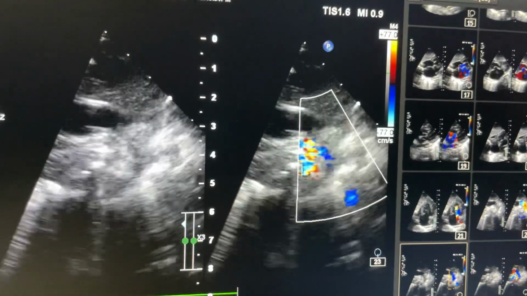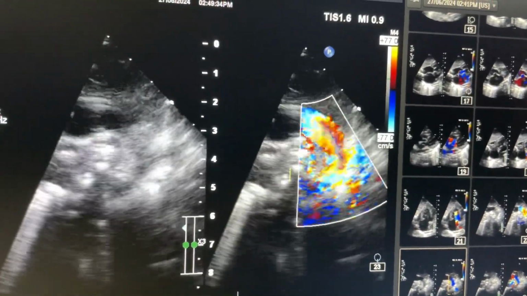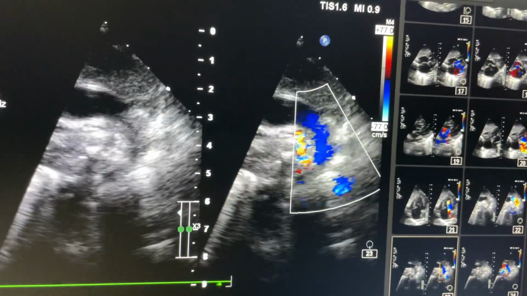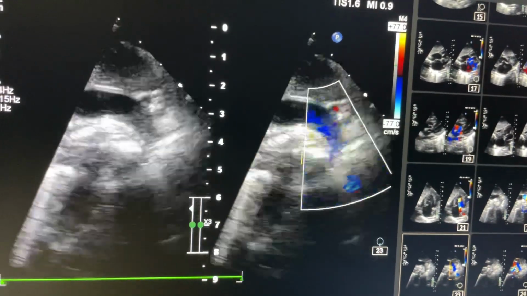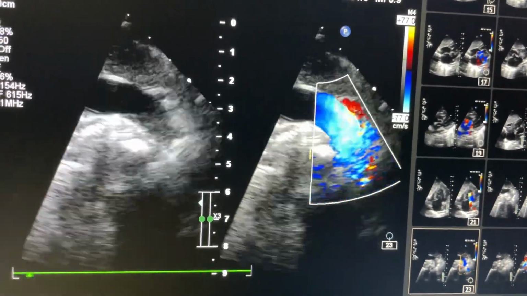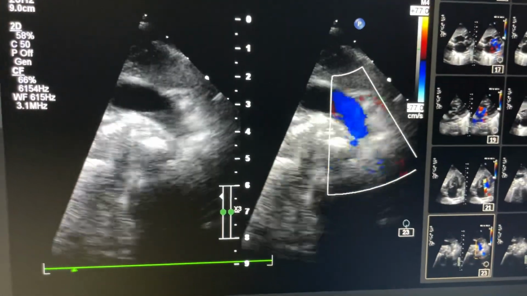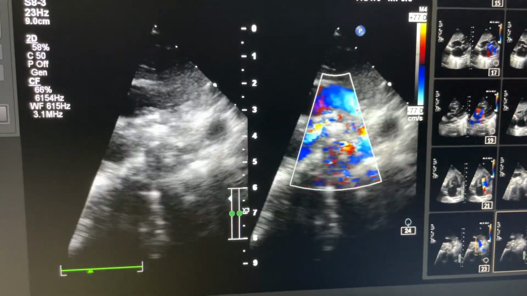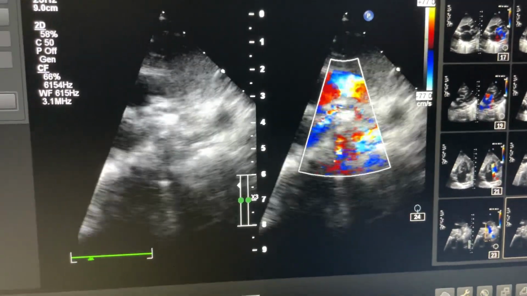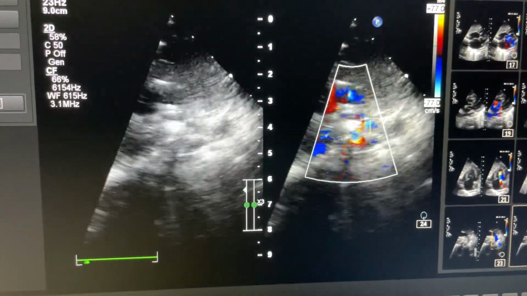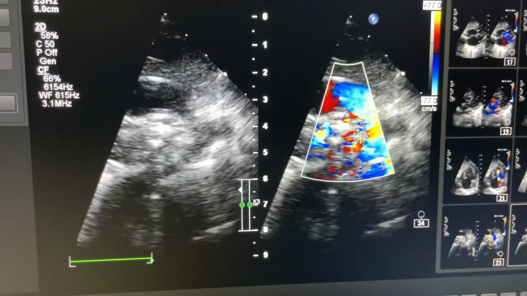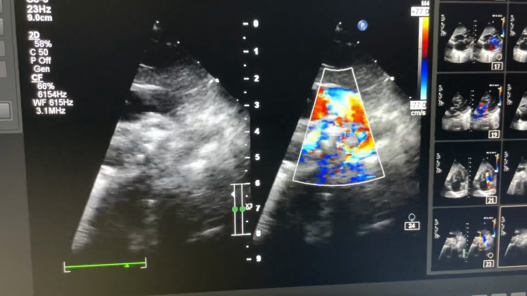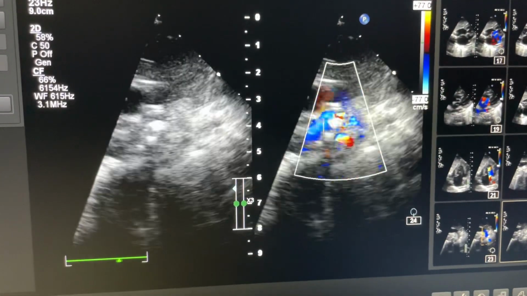Though the pulmonary arteries are hypoplastic in nature, they are getting blood from the descending aorta through collateral, or you can say patent ductus arteriosus also. Again you see the same thing. This is the descending aorta and this is collateral, that is giving supply to the pulmonary artery. This is right pulmonary artery.